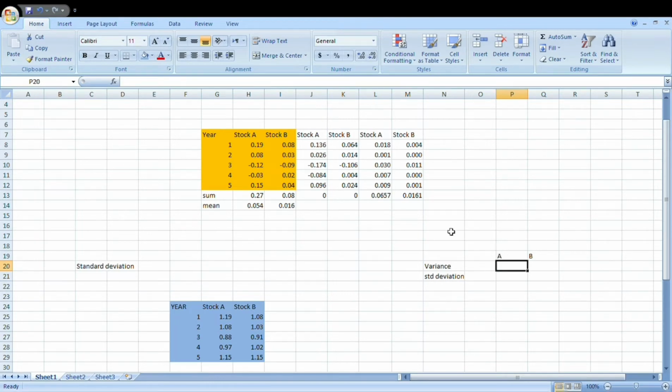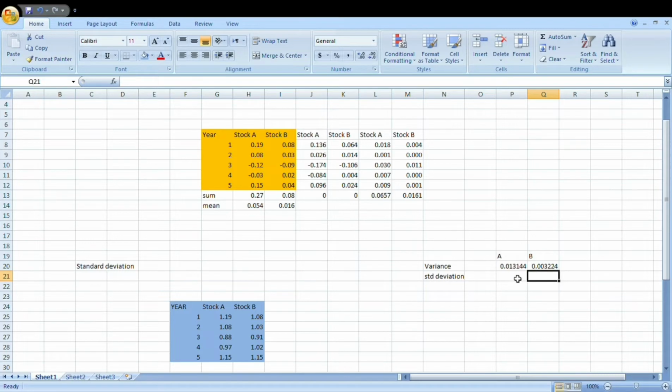To find the variance, we simply press the equal sign and select the sum of the squares of the stock A values, then divide it by the total number, which is 5, and press enter, and we get the variance for stock A, which is 0.013144. Now we find the variance for stock B. Simply press the equal sign and then select the stock B sum of squares value, then divide by the total number, which is 5, press enter, and we get the value for stock B.